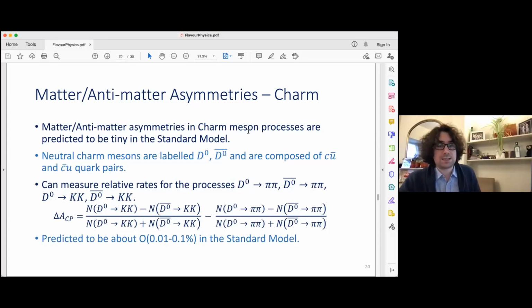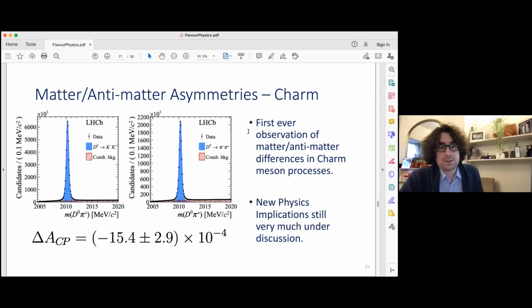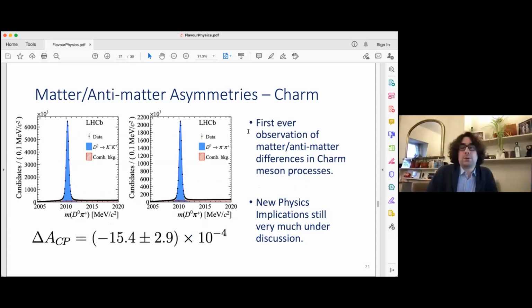And so I can measure this asymmetry in how often these charm mesons and anti-charm mesons decay to different states. And LHCb has in fact just measured that this asymmetry in these charm meson decays is at the level of about 0.1%. Which is at the very upper end of where you might think the standard model allows, and therefore there are ongoing discussions about the implications of this measurement and how to interpret its consistency with the standard model.